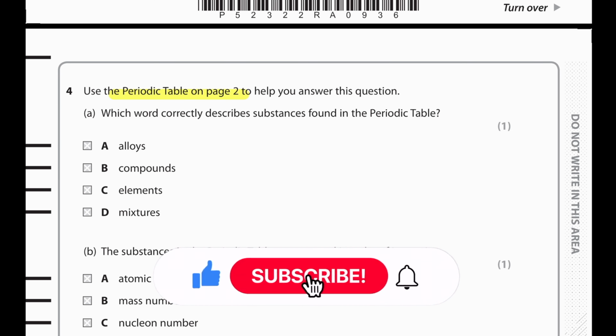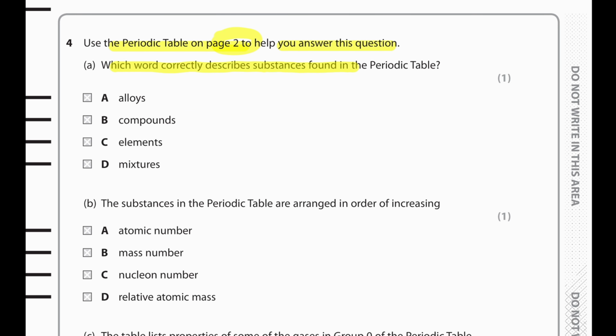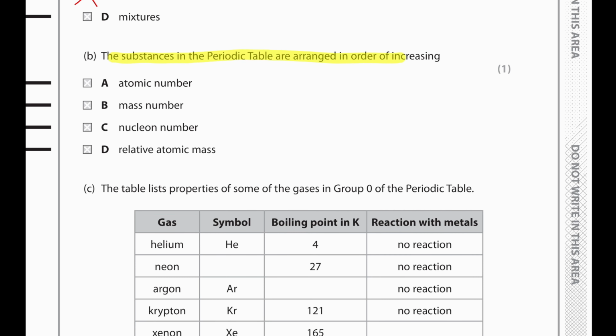Use the periodic table on page 2 to help answer this question. Which word correctly describes substances found in the periodic table? Well, we find elements in the periodic table. The substances in the periodic table are arranged in order of atomic number or proton number.